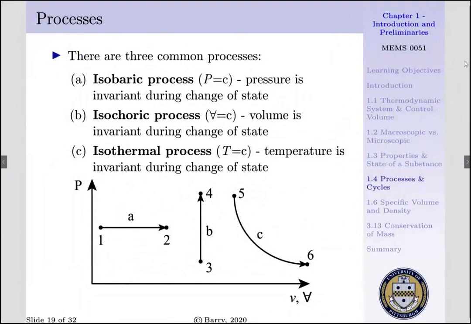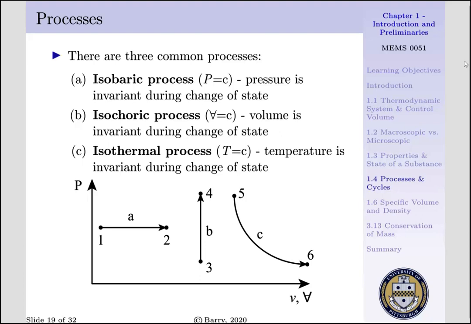Now, there are three common processes that can exist. The first is an isobaric process, where our pressure is remaining constant. If we look at the PV diagram below, if we go from state 1 to state 2 in a constant pressure process, this would be an isobaric process.